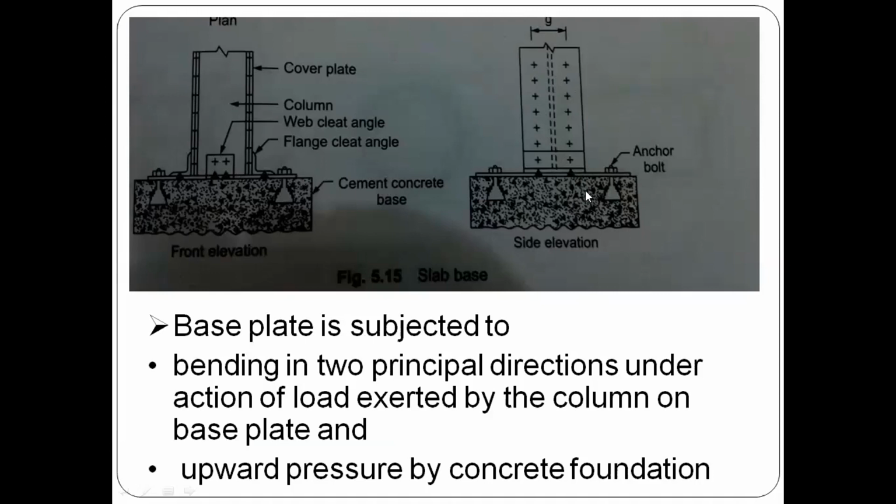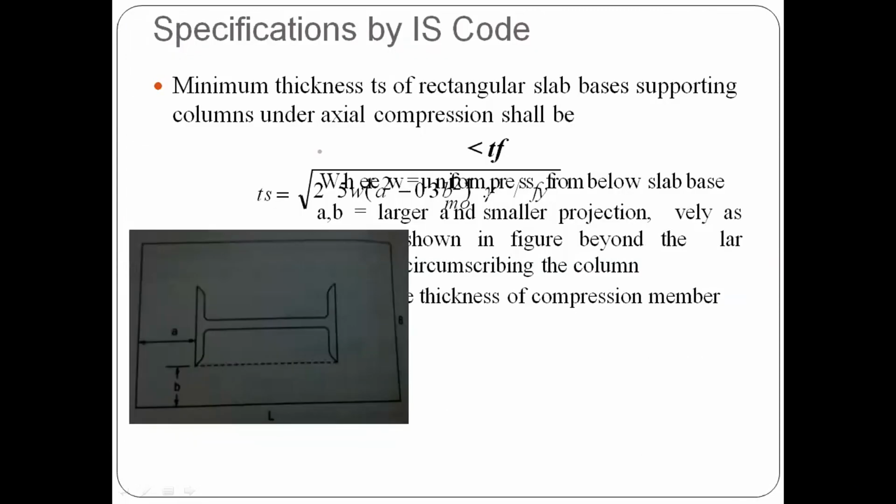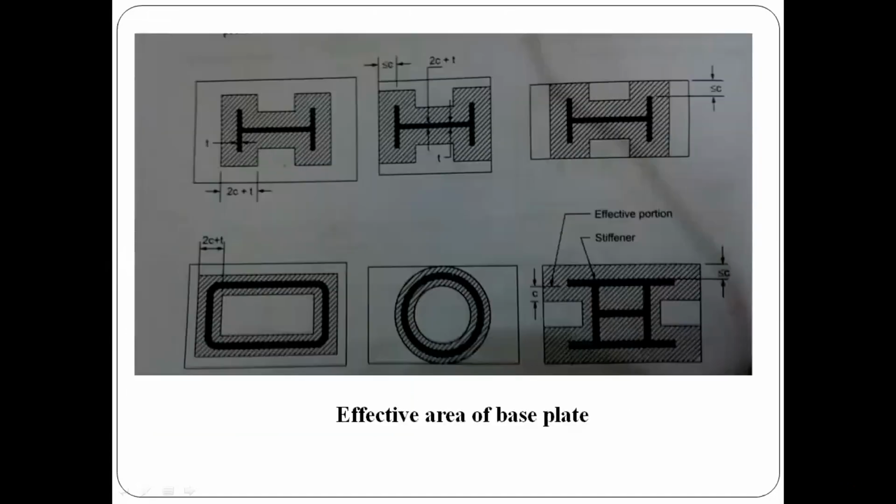This is the side elevation and front elevation. Please try to imagine; when you try to imagine, then solving problems will be very easy. This is how the column is welded to the slab base. Hollow circular columns and hollow rectangular columns can be used, and this is how the effective area of the slab base plate can be calculated.